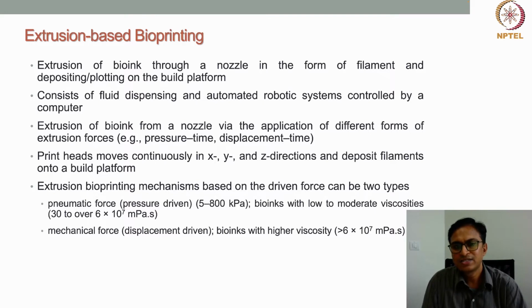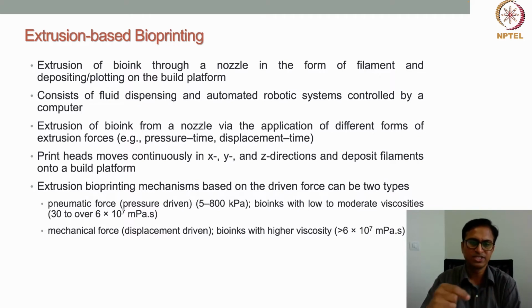The materials here are mostly either a polymer solution or a hydrogel, or maybe a nanocomposite material or other types of materials. A fluidic material is mostly used, and that material is put into the fluid dispenser or inside the syringe, and then pressure is applied on top of the syringe so that the material comes out through the nozzle. The dimension of the nozzle starts from 100 to several hundred micron. When you push that material through the nozzle, it comes out as a filament. We put that filament on the build platform, and by putting that filament as per our design, we can fabricate different types of structures.